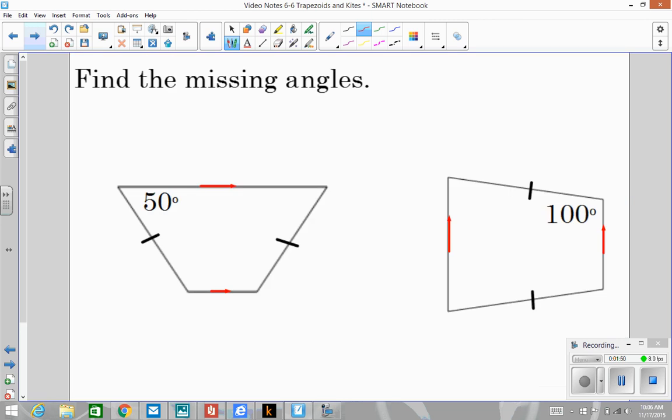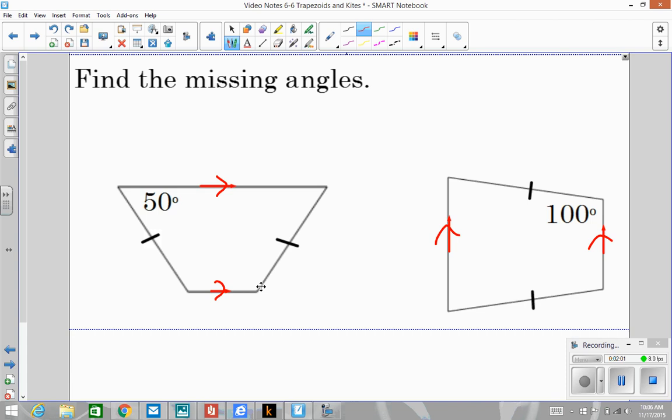Alright, so take a second to find the missing angles for these figures. These sides were supposed to be marked parallel. The arrows aren't showing up real good. So pause your video and find that. I'll do this first one here. So this is an isosceles trapezoid, then the base angles are congruent, so this is 50 and that's 50, and then due to same side interior angles, this is 130 degrees, and this is 130 degrees. So pause the video and do that one real quick. Alright, and if you have questions on that one, come back and ask me in class.